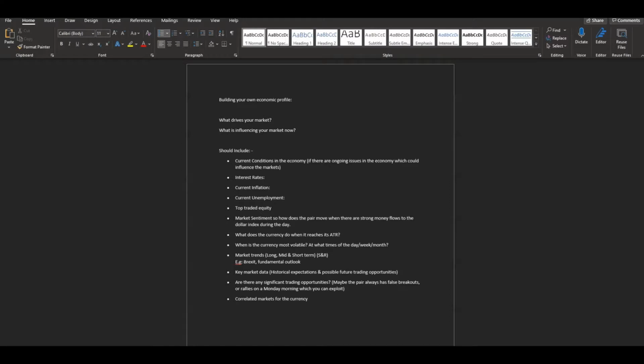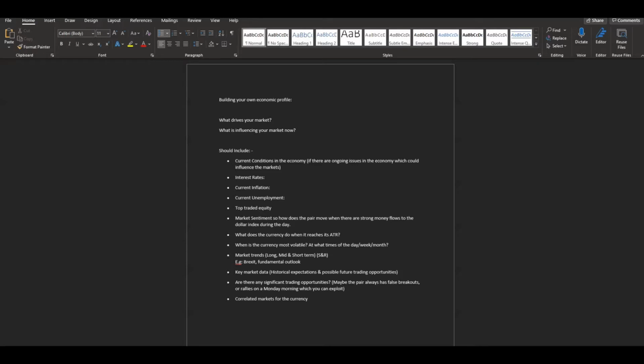And then, are there any significant trading opportunities for the given pair? Maybe the pair always has false breakouts, or it has strong rallies on the Monday, which you can exploit. We've actually noticed that over the last 6 or 7 months, every Monday the pound tends to have a very strong rally. We've used that information to develop a specific trading strategy just used on Mondays for the pound, where we can take advantage of these moves. This is something you can find out yourself.